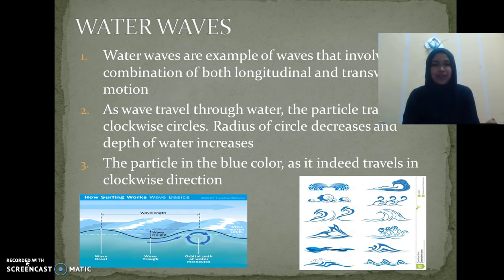Water wave. Water waves are examples of waves that involve a combination of both longitudinal and transverse motion. As waves travel through water, the particle travels in a clockwise circle. The radius of the circle decreases as the depth of the water increases. The particle in blue indeed travels in a clockwise direction, as the image shows.